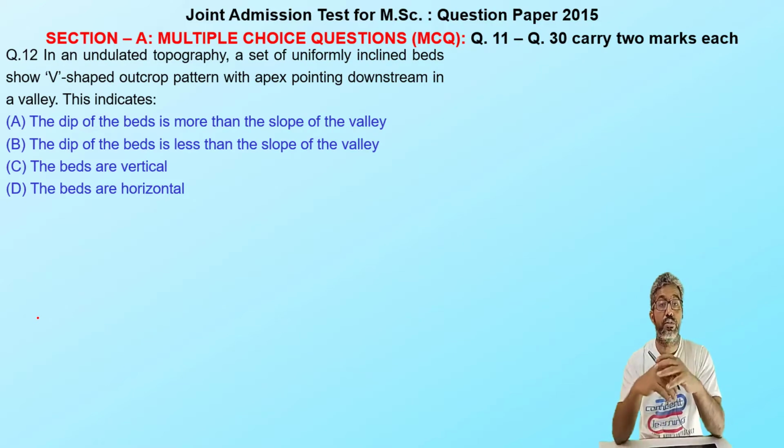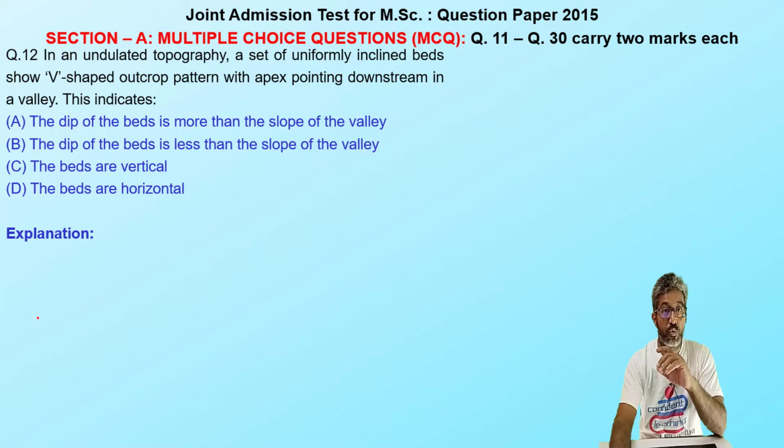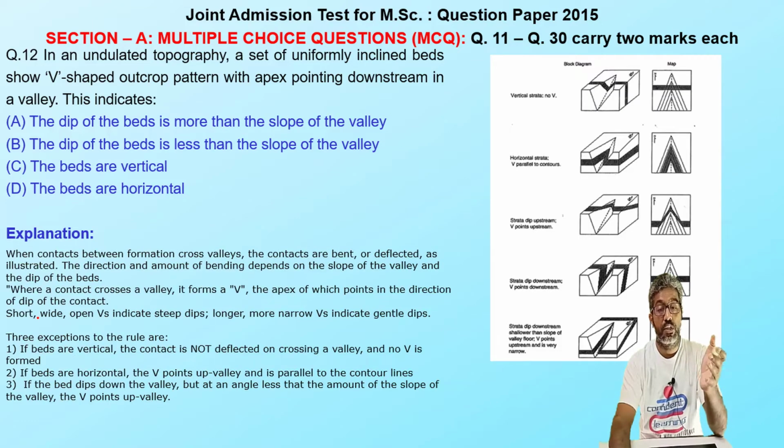Moving to the next question, this question is related to structural geology, where we have a V-shaped rule, or we can say the V rule, where we have valleys and the bedding is dipping either in the same direction or in the opposite direction and cutting across, making some arrangement, whether downside or upside. On the basis of this, we can conclude whether the dip is greater than the dip of the valley or less than the dip of the valley.